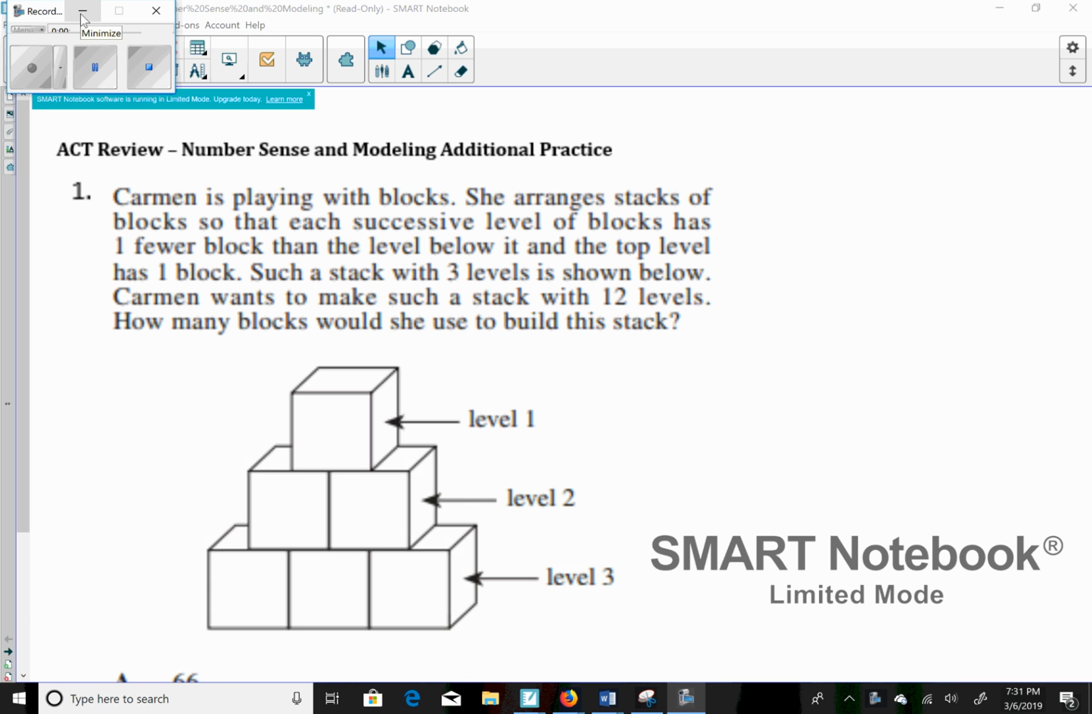Mrs. Ward, and I am going to go over the number sense and modeling additional practice problems that are found on the ACT prep. So let's get started.